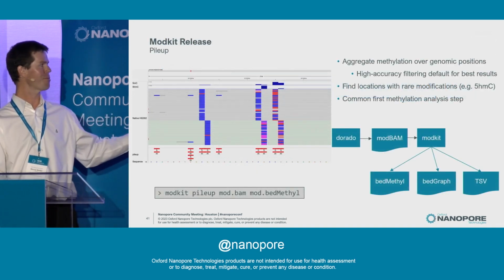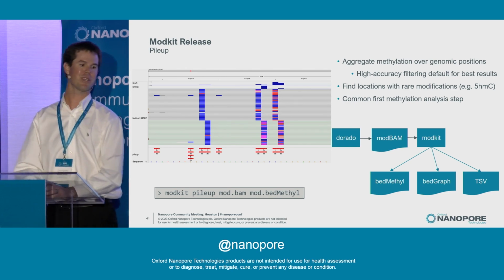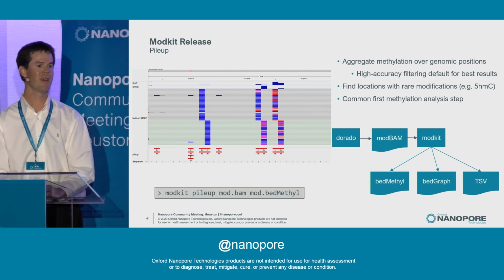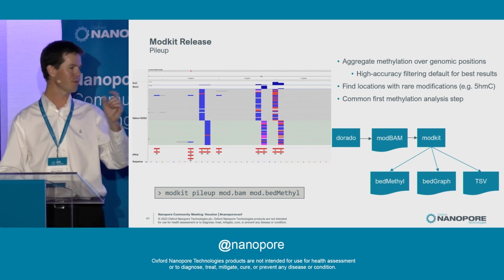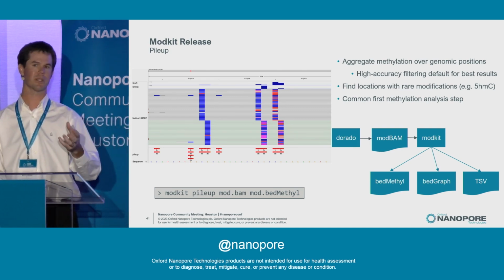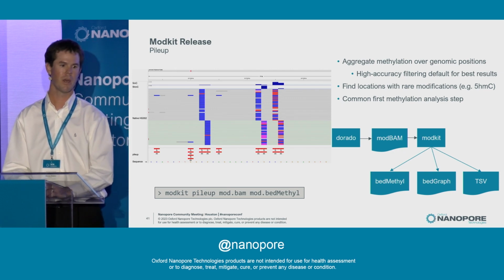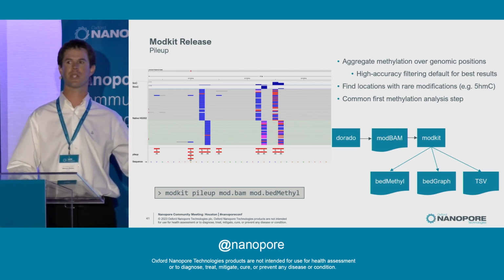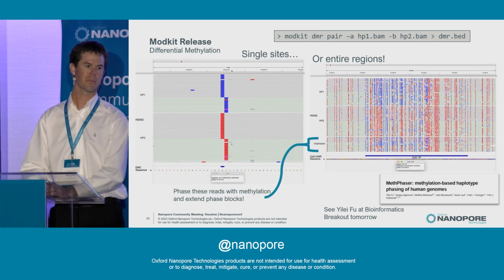So one of the main things that people want is to see a pileup. When you have a mod BAM, you want to see, is there 5mC, 5hmC at my reference sites? And it employs high accuracy filters. So we filter out about 10% of the reads, showing the lowest confidence modified base calls, in order to give you the highest accuracy results in your pileups. This is the most common first step that people want when they have modified bases. So that's the core algorithm that we have here.